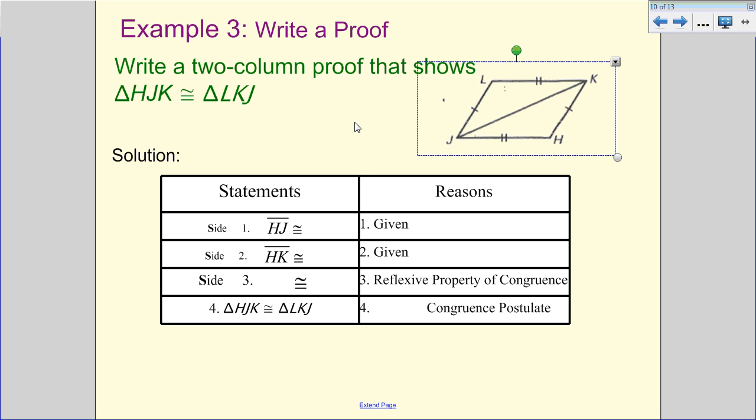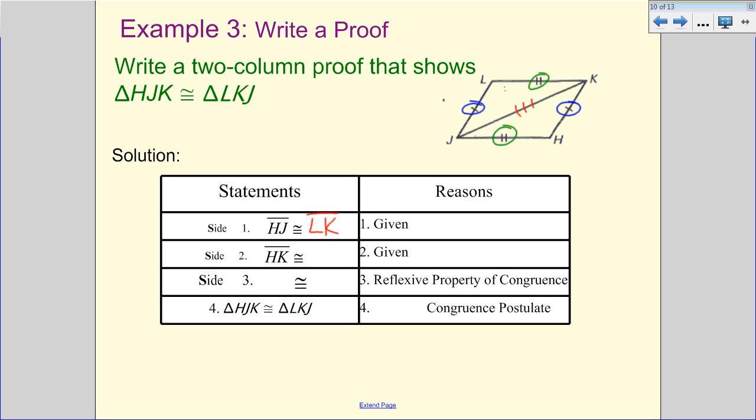Alright, so we need to write a two-column proof that shows that triangle HJK is congruent to triangle LKJ. If you look at this, I can see I've got one congruency mark, so there's one side. Here's two sides, and hopefully you're catching on that my shared side is also going to be congruent. So I can see that they're congruent. I've got side, side, side. What you have to do is go through and explain that to me. So the first thing that you're going to tell me is that HJ is congruent to, you have to tell me which side it's congruent to. So we're matching those up, and we're going to say LK.